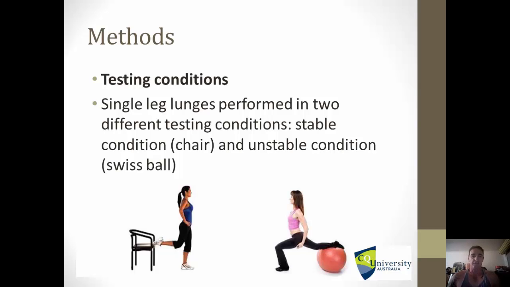Our testing conditions: we were doing single leg lunges, performed in 2 different testing conditions. So we were looking at a stable condition versus an unstable condition. For the stable condition we used a 60 centimetre high chair. Our non-dominant foot was rested on the chair. And for the unstable condition we were using a Swiss ball, and again the non-dominant foot was rested on the Swiss ball.